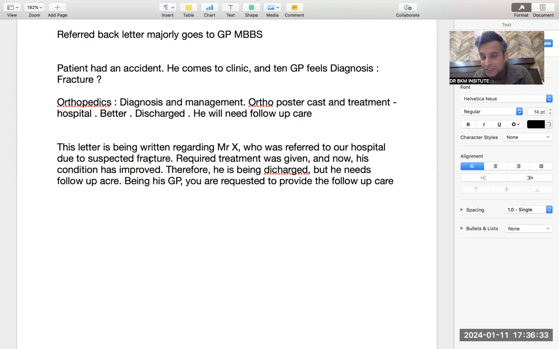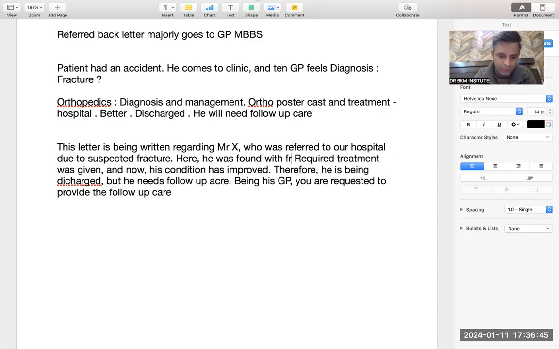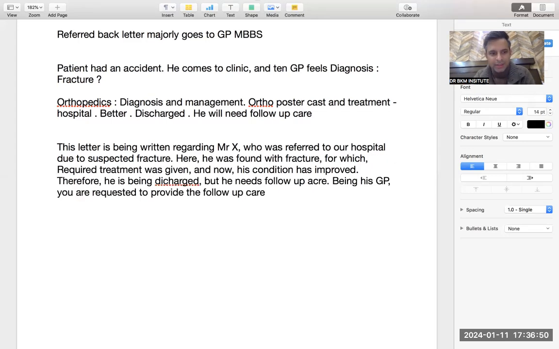Now, whether the patient has a fracture or not. So you will say who was referred to our hospital due to suspected fracture. Here it means that in the hospital he was found with a fracture, for which, now this is a superb connector, for which required treatment was given, and now his condition has improved. Now this is a complete letter. What I want to tell you is that what we wrote first was good, but there was suspected fracture, so you did not confirm the fracture.